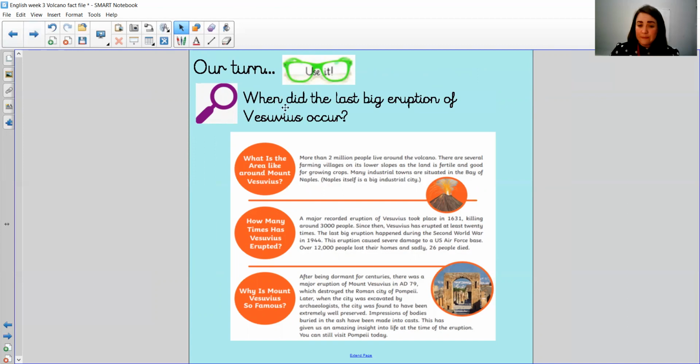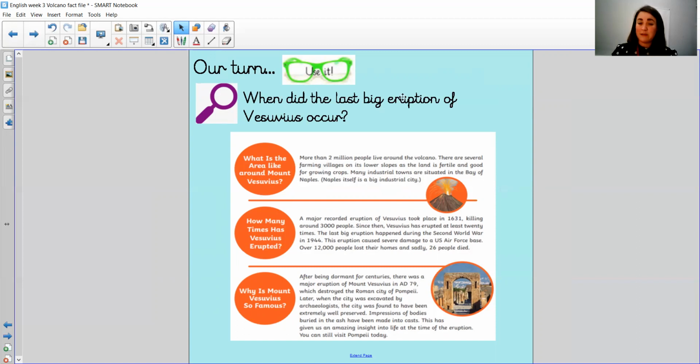My question is, when did the last big eruption of Vesuvius occur? So when did it happen? And I can see here that we're going to have to use our retrieval finder, because the answer must be in the text. The good thing about a non-chronological report that you'll see tomorrow is that non-chronological reports are split into different subheadings. So that tells me I don't really need to read all of this.